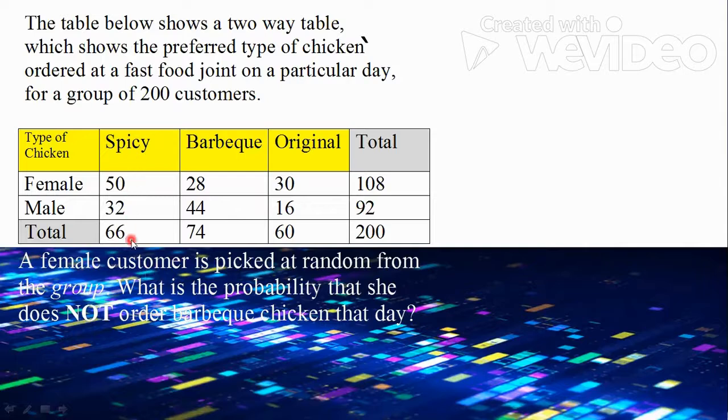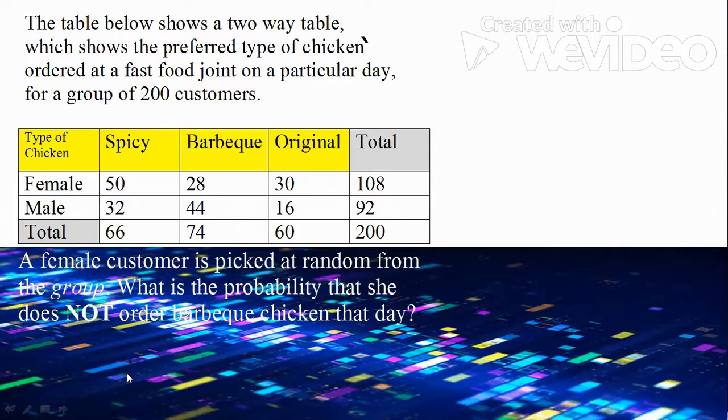So if you come along here now, what they're saying is that 50 female and 32 male purchase spicy chicken, and the total would have been 66. All right, so on that particular day, 66 customers out of the 200 would have purchased spicy. Likewise barbecue, likewise the original. And if you add up all these values here, you still get 200. And that's what a two-way table is. All right, so let's answer the question now.